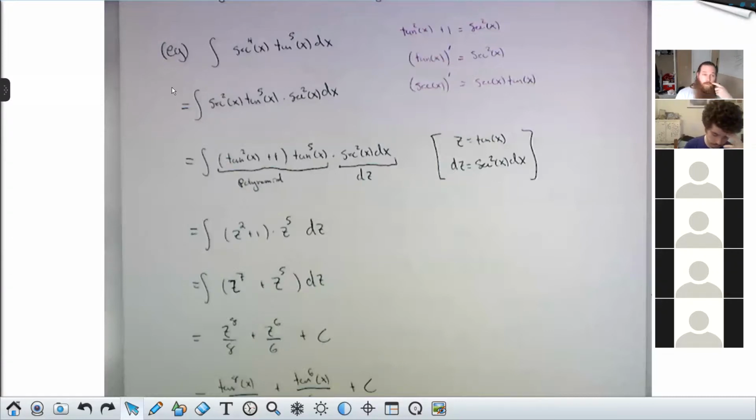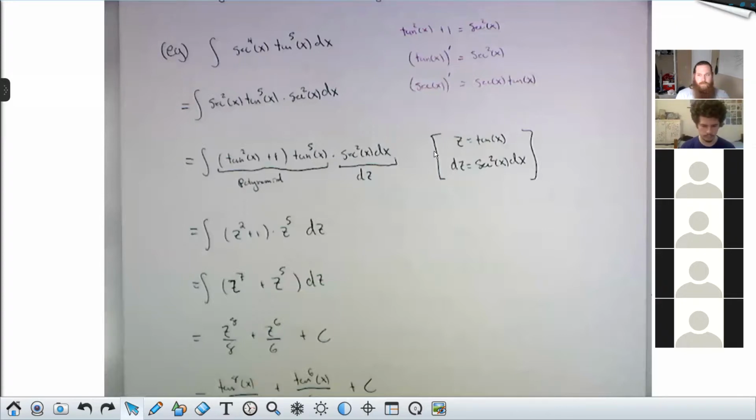U sub for secant, because secant tangent is the derivative of it. Good, very good. So Daniel makes a comment here. You can turn everything into sines and cosines. That's also an option. And if you're really having trouble with one of these and nothing is working, turning everything into sines and cosines is a viable attack.